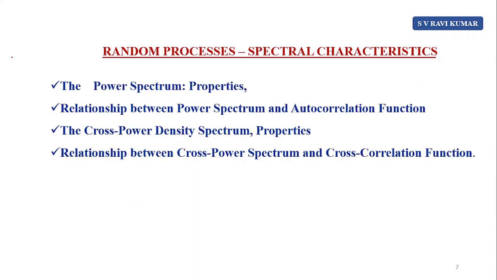In this unit, random process spectral characteristics, there are only 4 concepts, and they are very important from the examination point of view. The first is the power spectrum and its properties, and the second is the relation between the power spectrum and the autocorrelation function. Then the cross power density spectrum and its properties, and the relation between the two. You may get derivations in the examination, and at the same time simple problems also, so you need to prepare all of it. You may get damn sure questions.